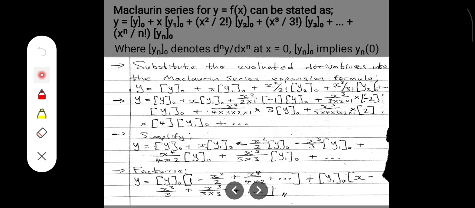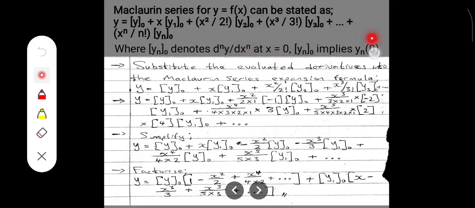For y is equal to f of s, our y is given as y of 0 plus s multiplied by y subscript 1 of 0 plus s to the power 2 divided by 2 factorial multiplied by y subscript 2 of 0, and it keeps adding up in the series with this pattern: s to the power n divided by n factorial multiplied by y subscript n of 0, where y subscript n of 0 denotes d to the power n of y divided by ds to the power n at s equals 0.